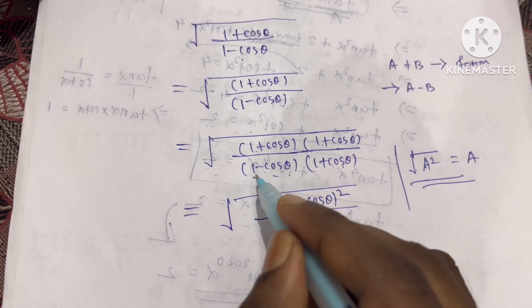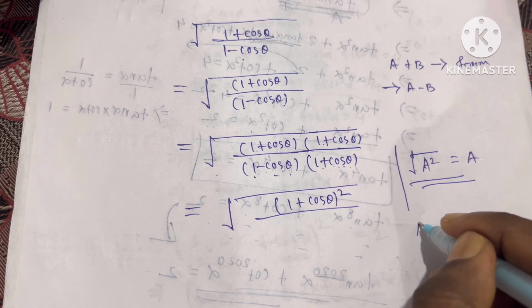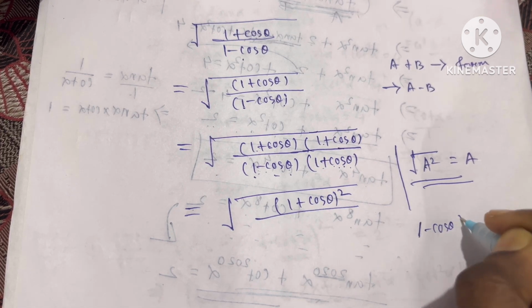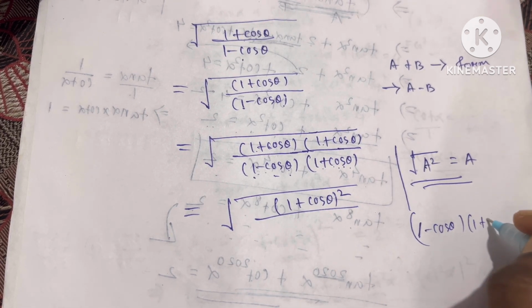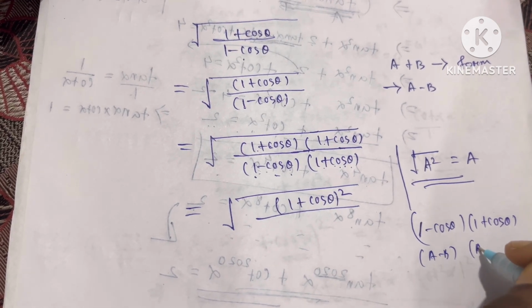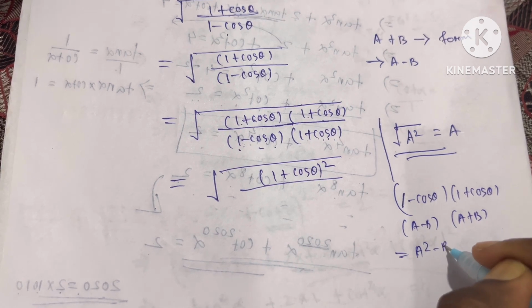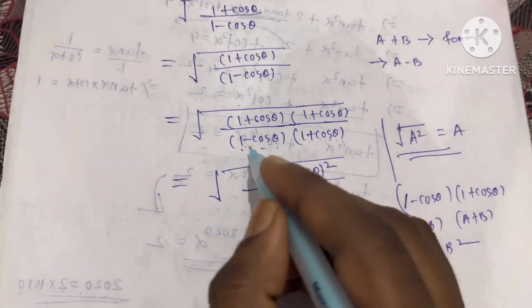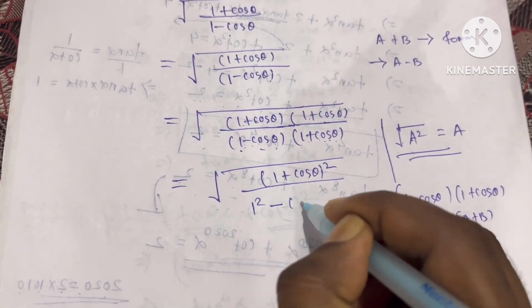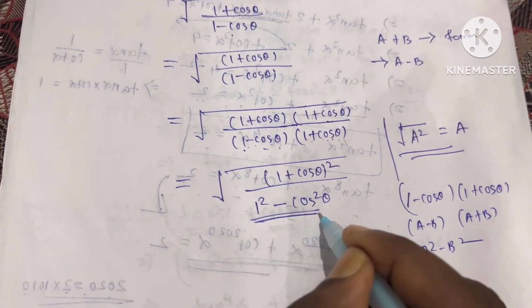Okay, and this is 1 minus cos theta and 1 plus cos theta. So this is nothing but 1 minus cos theta into 1 plus cos theta, which is in the form of a minus b and a plus b, which is equal to a square minus b square. Yes or no? So that means I can write 1 square minus cos square theta. Yes or no?